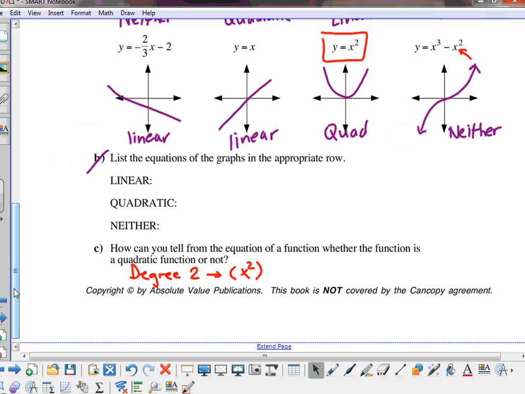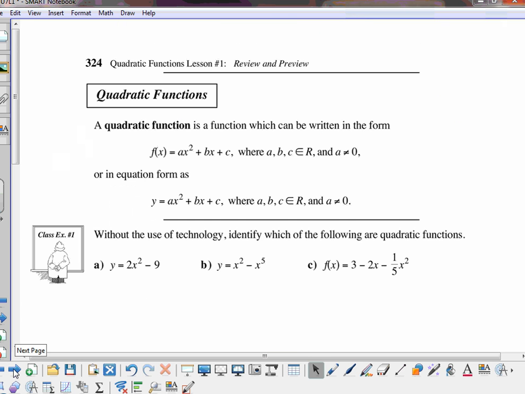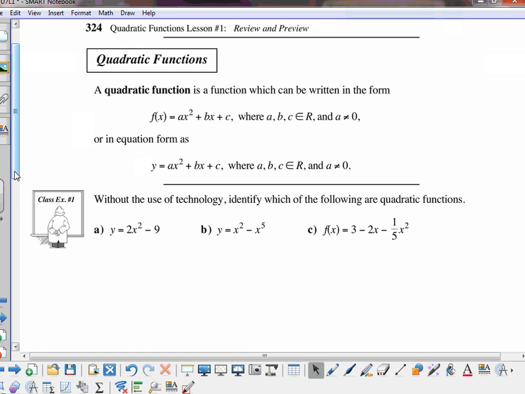Okay, so just a little review. The next page is pretty quick. It says a quadratic function is a function that can be written in the following form: y equals ax squared plus bx plus c, and that's on your formula sheet. Or f of x equals. Remember, those are just functional notation. Y and f of x are the same thing.